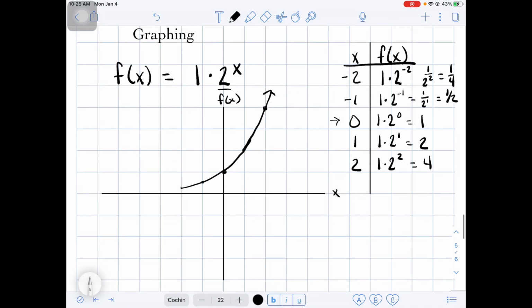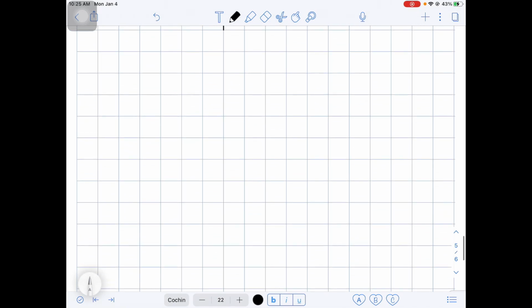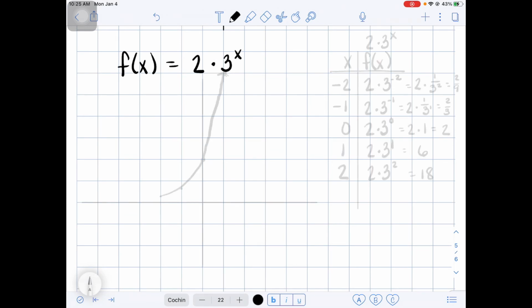All right, so I'm going to give you another one to try, and you can pause the video and try it and then see if you're right. The other one is going to be f of x equals 2 times 3 to the x.